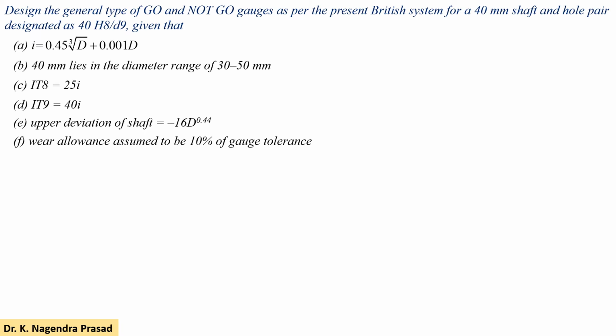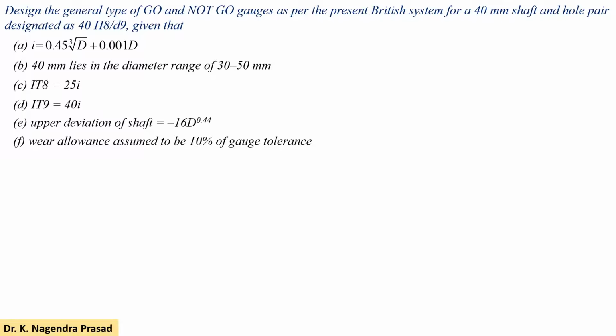In the present video, we will discuss the example problem on gauge design. Let's see the problem. Design the general type of go and not go gauges as per the present British system for a 40 mm shaft and hole.